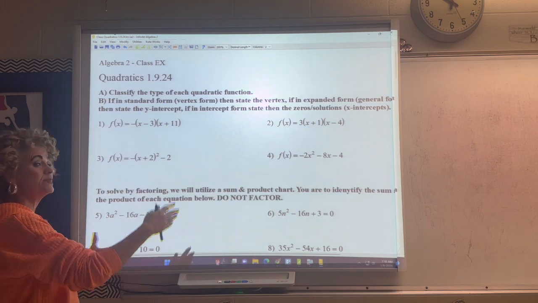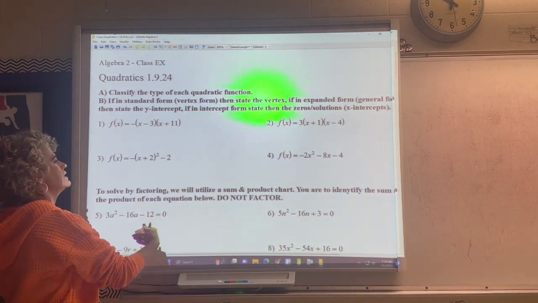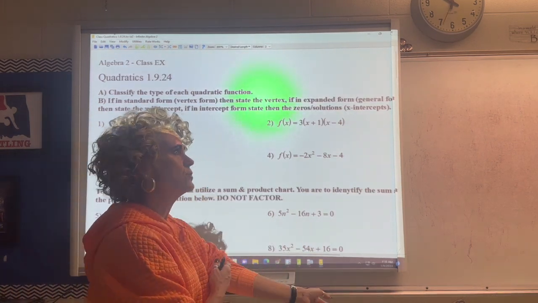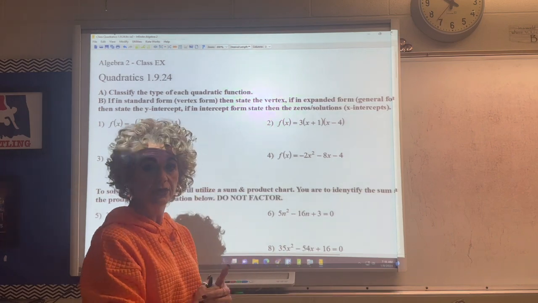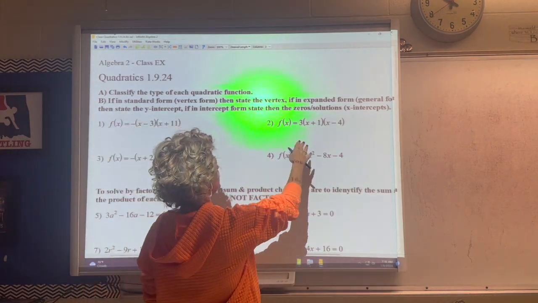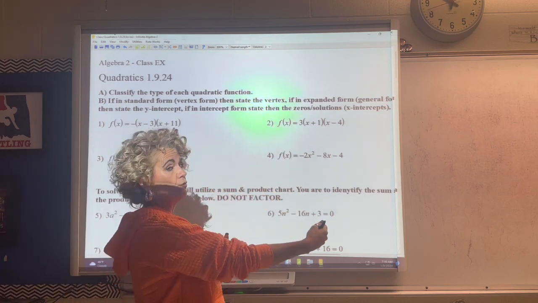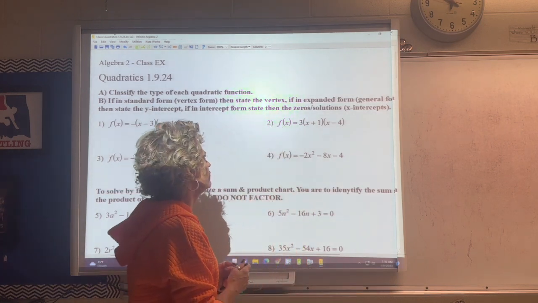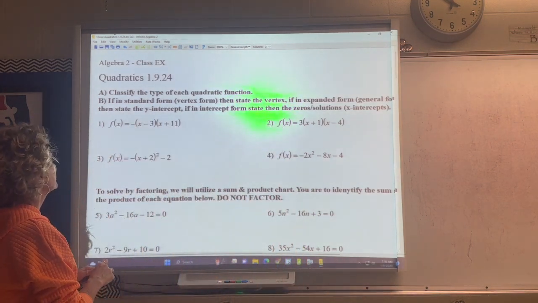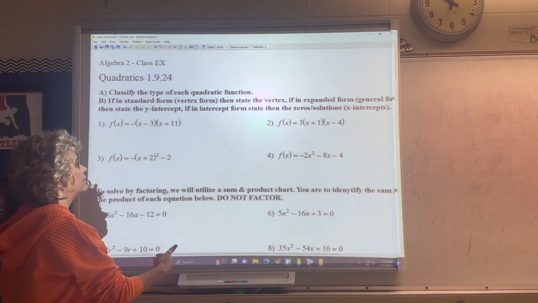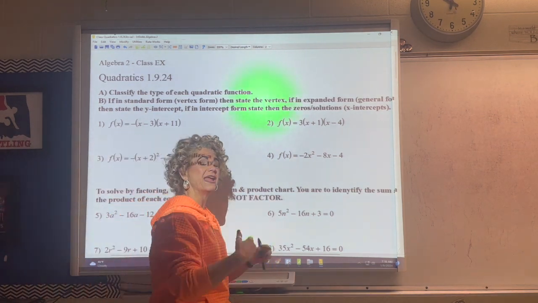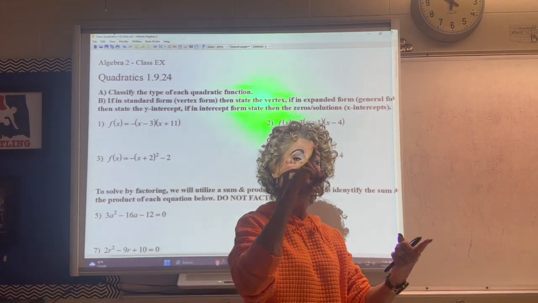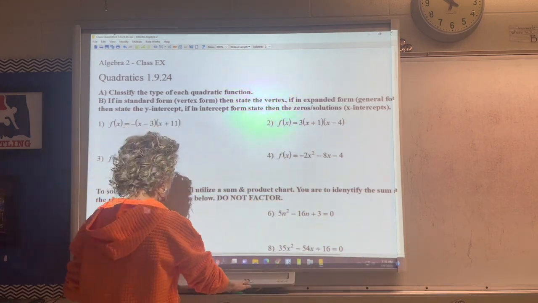If in standard form is also vertex form, we're going to state the vertex because the vertex is, I guess what we want to say, the icing on the cake. When it's in vertex form, we can identify the vertex. If it's in expanded form, also general form, then we're going to state the y-intercept, because the expanded form or the general form gives us the y-intercept. And then if it's in intercept form, we have zeros, or our x-intercepts. Our x-intercepts are also our zeros and or our solutions, okay?